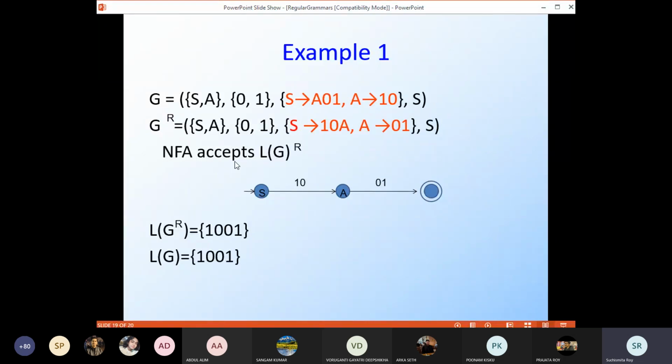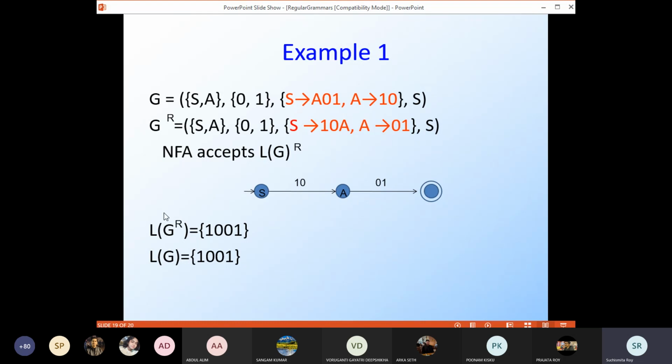Okay. And NFA, this is not a proper NFA. It is what is called a string NFA, which accepts not just a single symbol on a transition, but a string on a transition. Okay. But you can of course expand this to a proper NFA easily. Now this NFA accepts the reversed string. This is not a good example because the string is a palindrome.